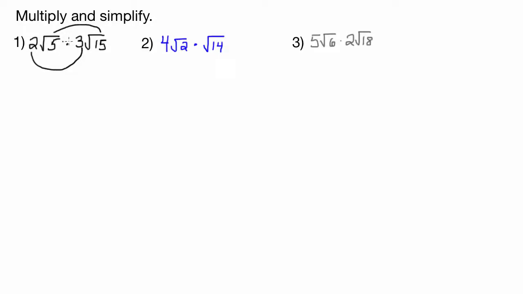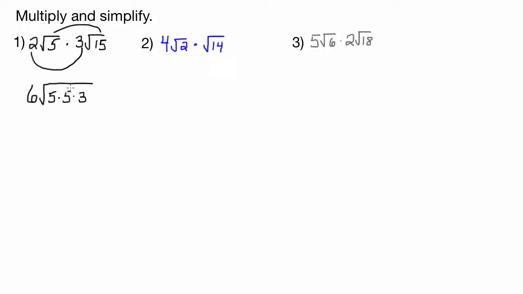So we start with the numbers on the outside of the radical symbol. So 2 times 3 is 6. And then you just multiply the numbers on the inside of the radical symbol. And to be honest, 5 times 15, I'm not sure what that is, so I'm just going to break them both down into products of their prime factors. So that's 5, and then 15 is 5 times 3.